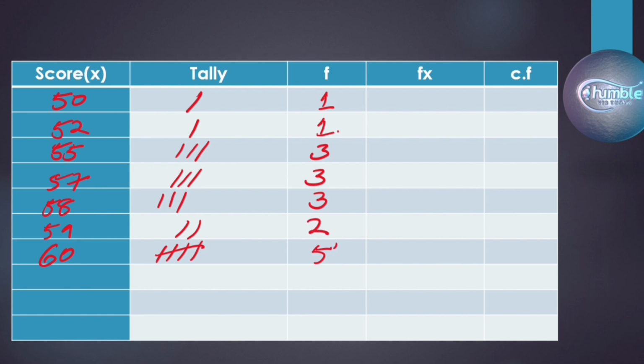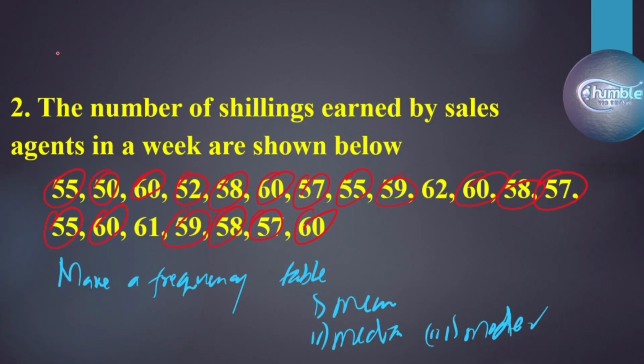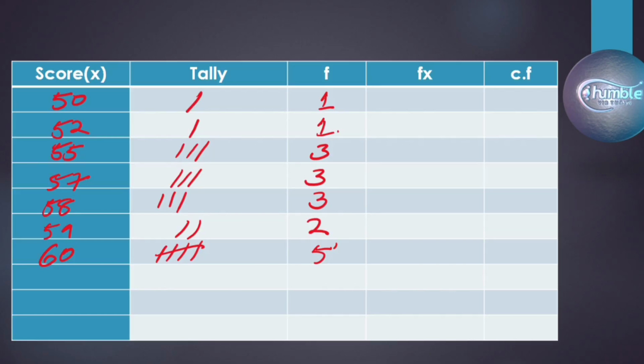So here is 2. And then finally we have 61 and 62. 61 is appearing once. 62 is also once, so they have the same number of times. 61 once, here is 1. 62 also once, here is also 1. So that is the main part that we needed to work on. We can now get the summation of f. So we add 1 plus 3 plus all that. If you add this, they should give you a total of 20 scores.